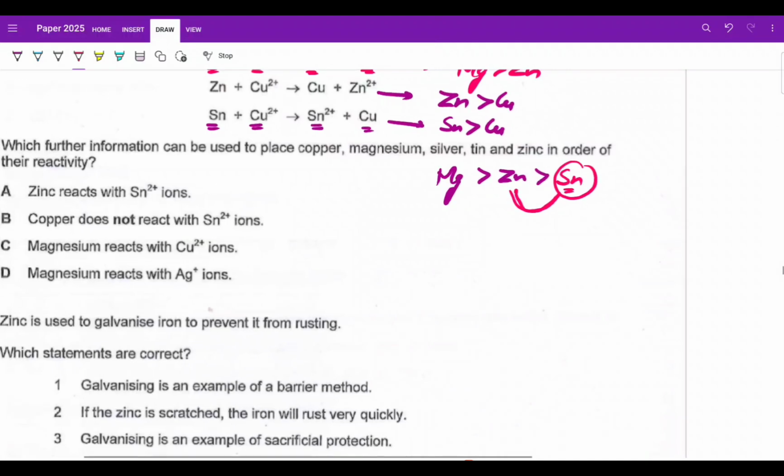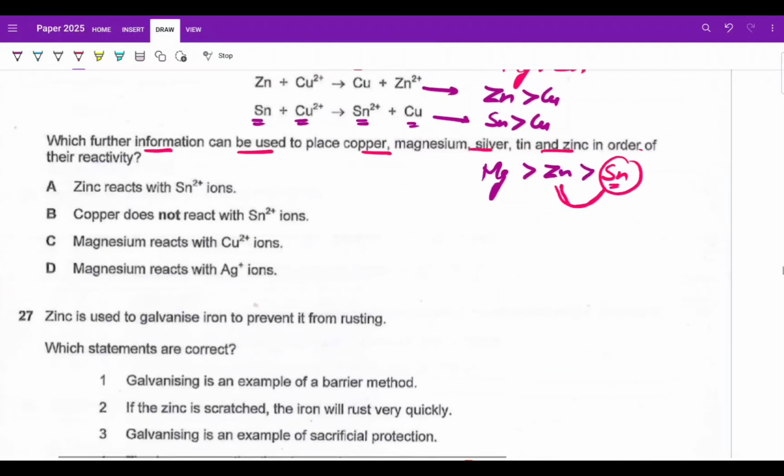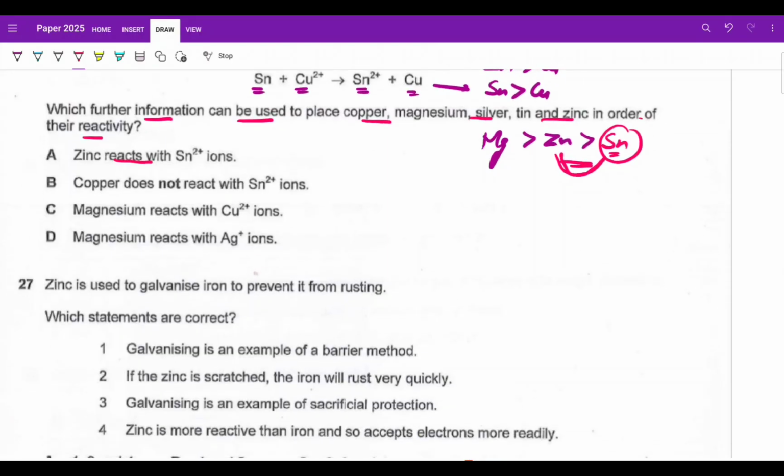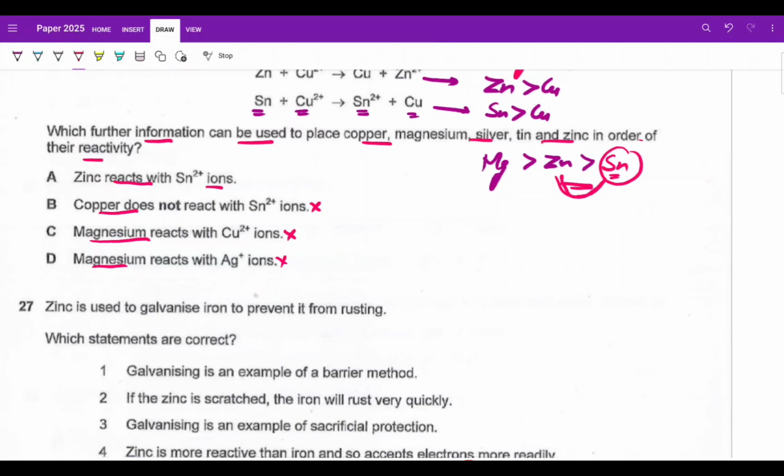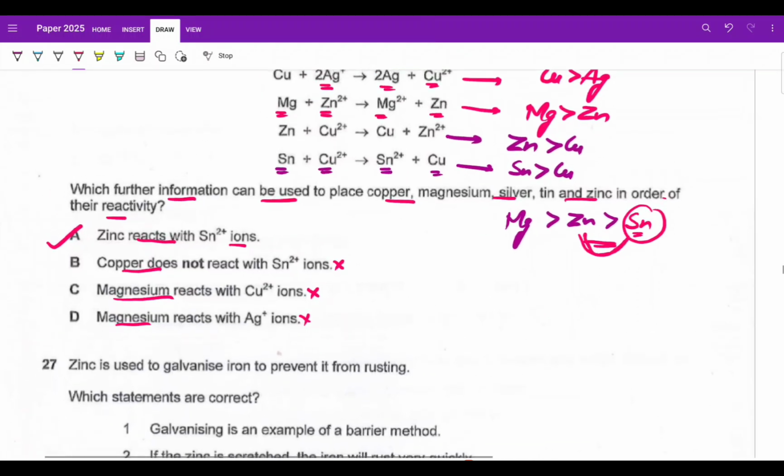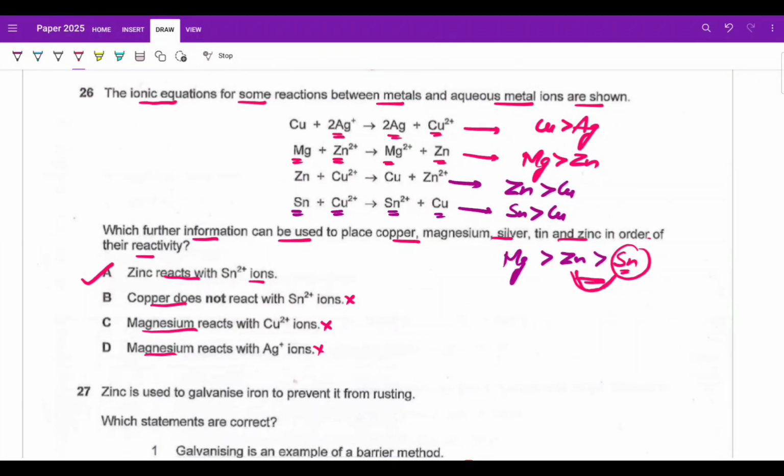Hence, which further information can be used to place copper, magnesium, silver, tin and zinc in order of their reactivity? I require this information between zinc and tin. Zinc reacts with Sn2+ ions. Copper does not react with Sn2+ ions, not required. Magnesium reacts with Cu2+ ions, not required. Magnesium reacts with Ag+ ions, not required. What I require is the relationship between zinc and tin. Zinc reacts with Sn2+ ions, that I require so that I know zinc is more reactive than tin. Hence, option A is correct for question 26.